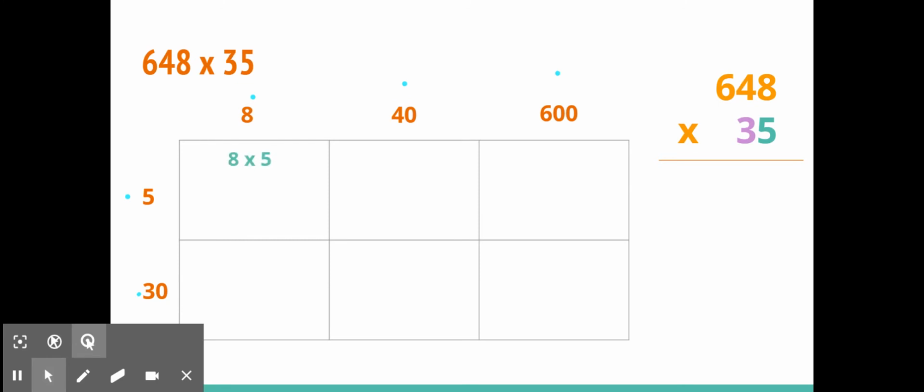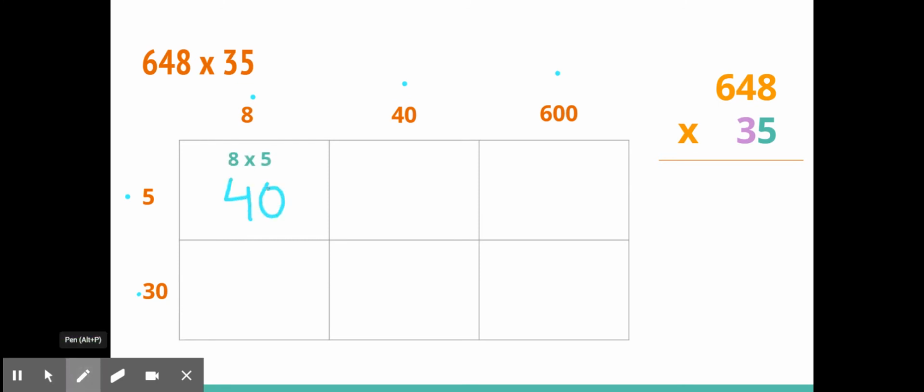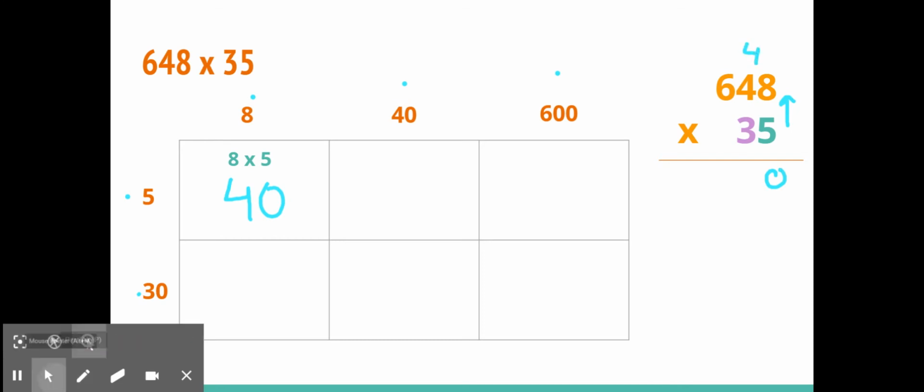So I'm going to start with my area model. 8 times 5 as always, that would give me 40. Looking over here, I'm going to start with my ones. I have 5 ones times 8 ones, that's 40 ones. I'm going to go ahead and bundle that 40 ones into 4 tens. I'm carrying that 4 over. My next one would be 40 times 5, which would be 200.